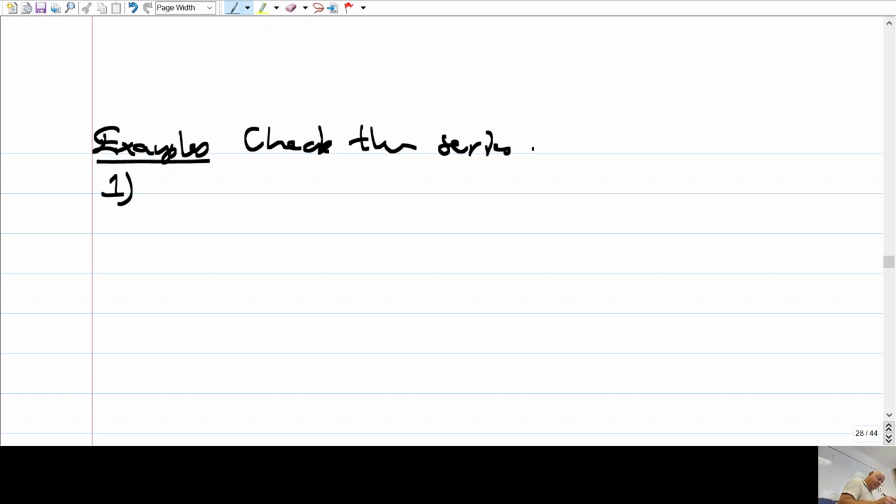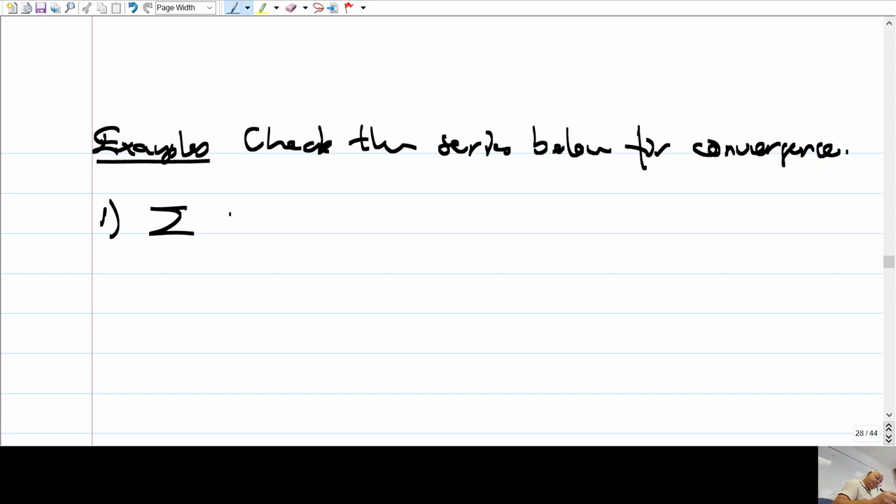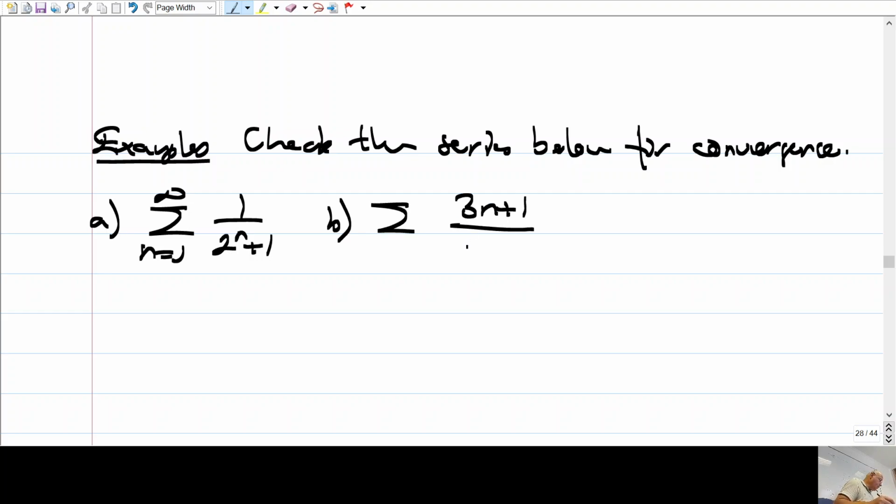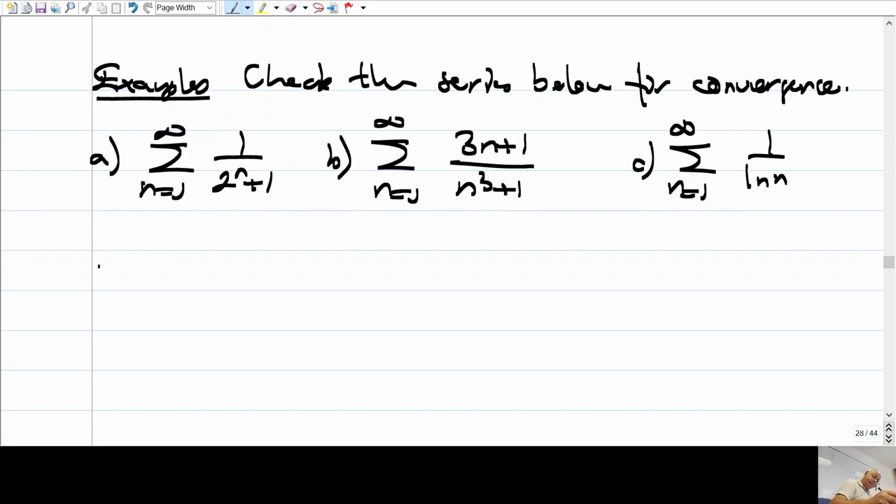Now let's see some examples. First one. Check the series below for convergence. The first one is this. The second one, part B, is 3n plus 1 over n cubed plus 1, from 1 to infinity. And the last one is logarithm n. Okay, let's see the solution.